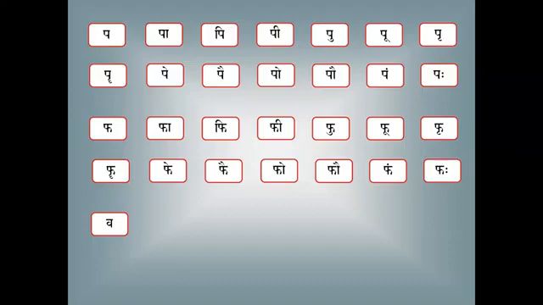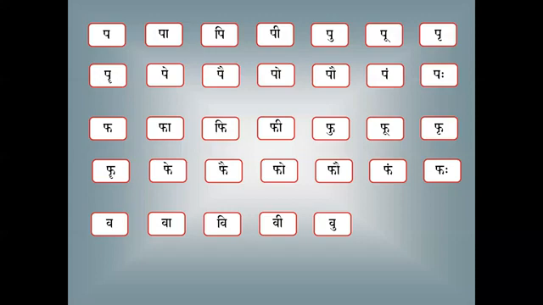Ba. It is ba, short ba. Ba. Ba. B. Bu. B. Bu. Bru. Bru. Br, br. It is r. Bru. The oo sound should not come. The lips are not rounded. Okay. Br, br.